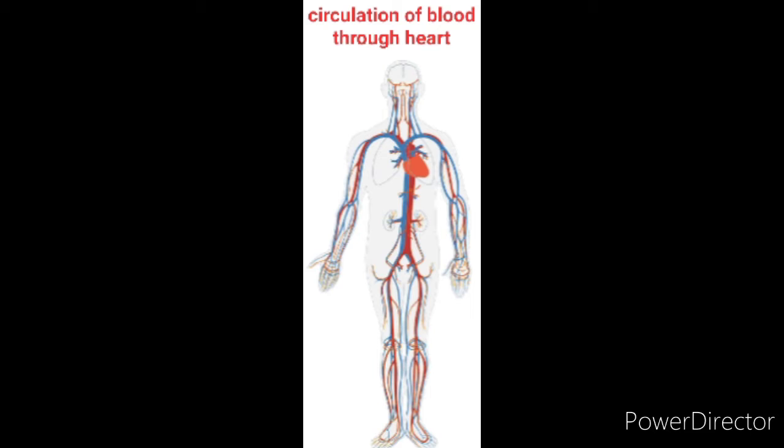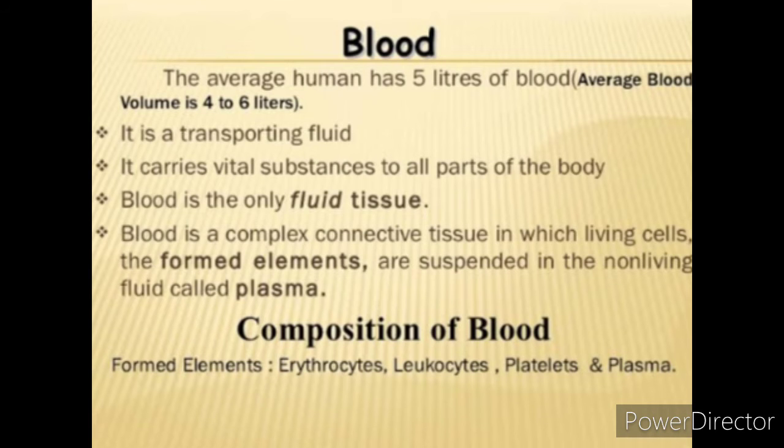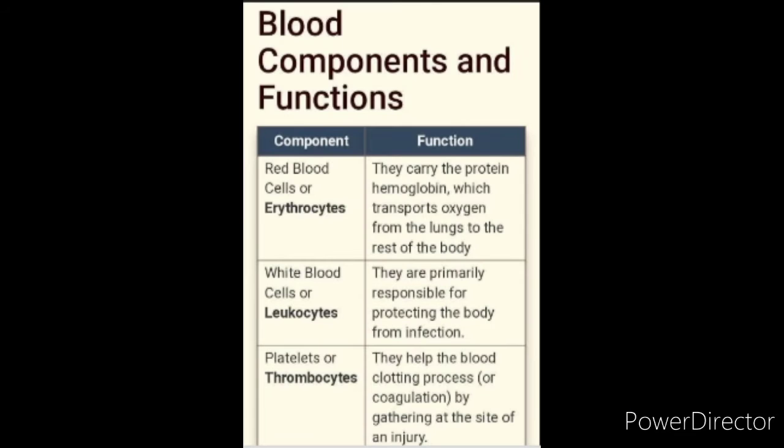Now coming to components of blood, the blood is composed of two components, namely plasma and corpuscles. What is plasma? Plasma is a liquid component of blood. It transports blood cells, nutrients, waste products, antibodies, chemical messengers called hormones, proteins, etc. that help to maintain the body fluid balance.